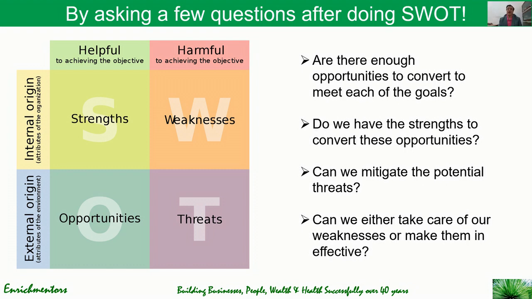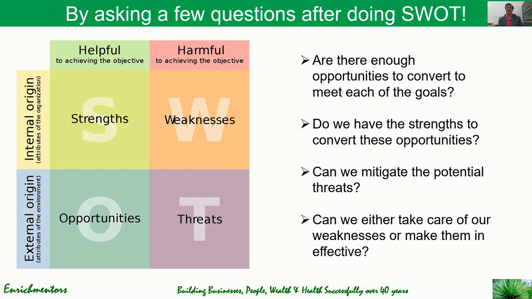Then you need to look at, are there any threats outside that can affect what you are achieving? And you have to ask questions, can we mitigate the potential threats? Can I do something to minimize the damage that these external threats will cause me? And the fourth thing: if I have certain weaknesses, can I take care of my weaknesses, or can I work in an area that makes them completely ineffective? Can I stick to that area where my strengths continue to help me, but my weaknesses don't come in the way? Make sense, guys and girls? These are a few questions that can help you assess your manager's expectation using the SWOT.